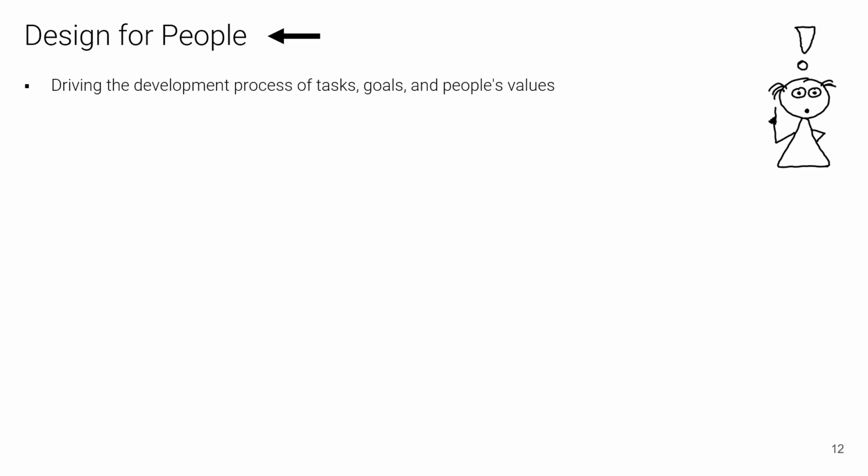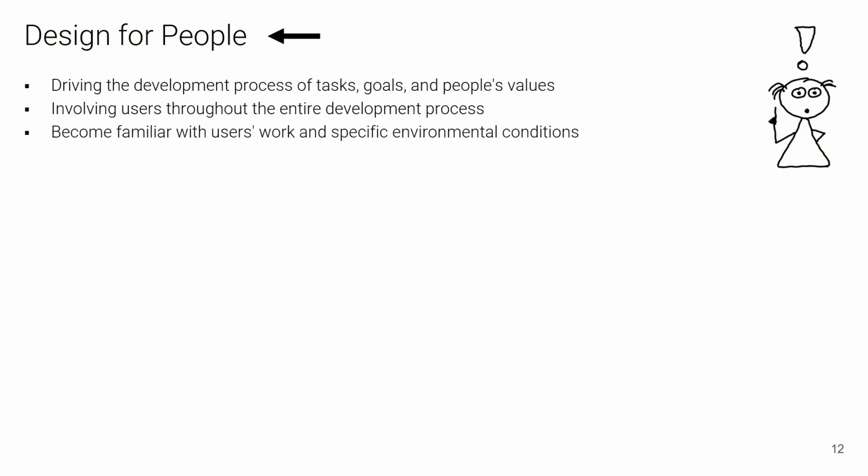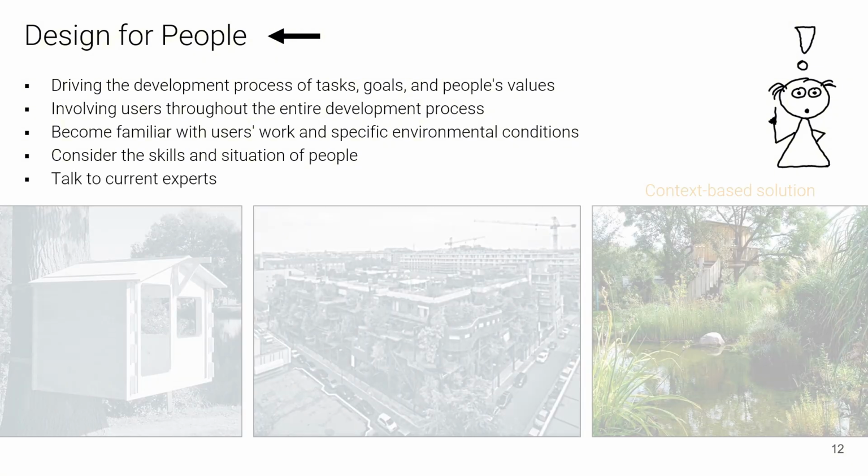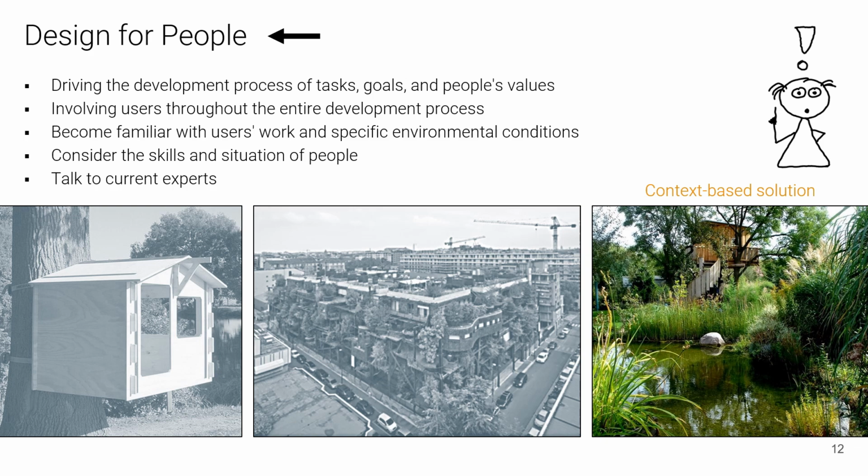To develop software for people, we need to understand their tasks, goals, and values. Ideally, we should cleverly involve users from the very beginning and throughout the entire development process. We ourselves need to become familiar with the work and the specific environmental situation of the users. Later, we will talk about self-referential design, which we need to overcome. It's not easy for everyone. We simply need to consider the abilities and the situation of the people and, if necessary, consult experts. You surely remember these images from a previous lecture. You remember what I said about them? Now we have the opportunity to take the right path.